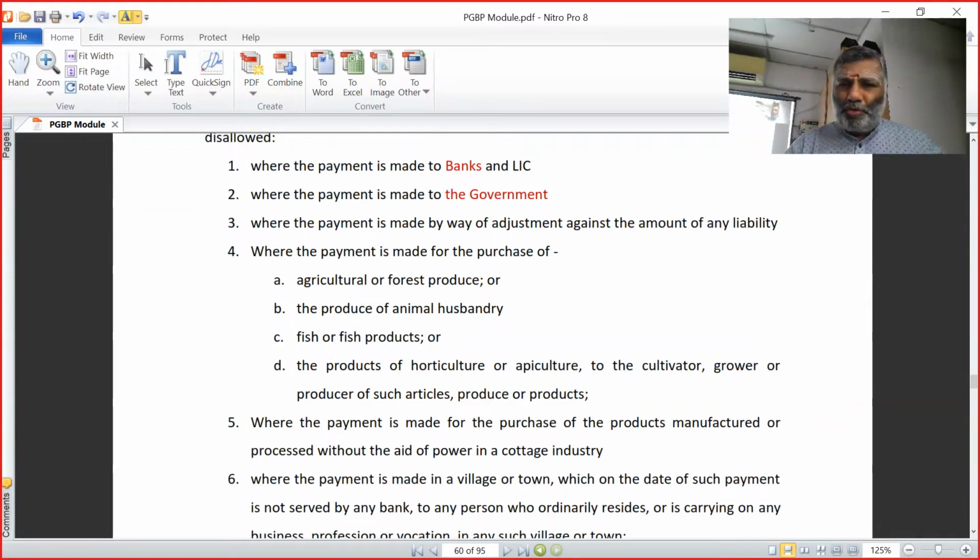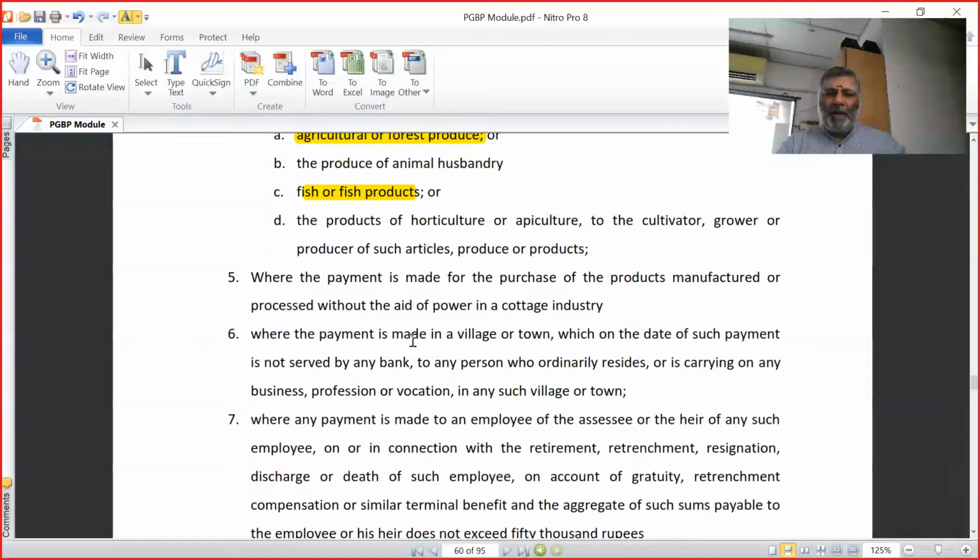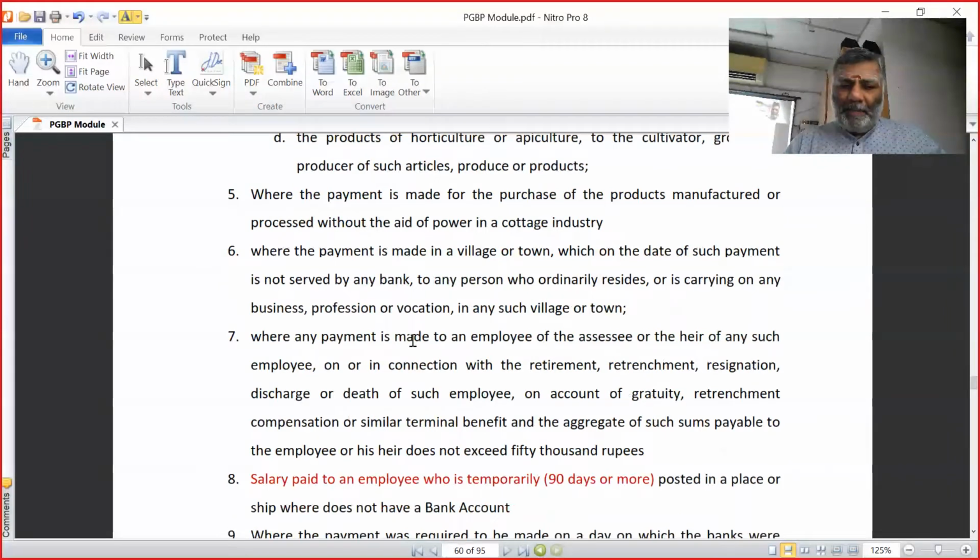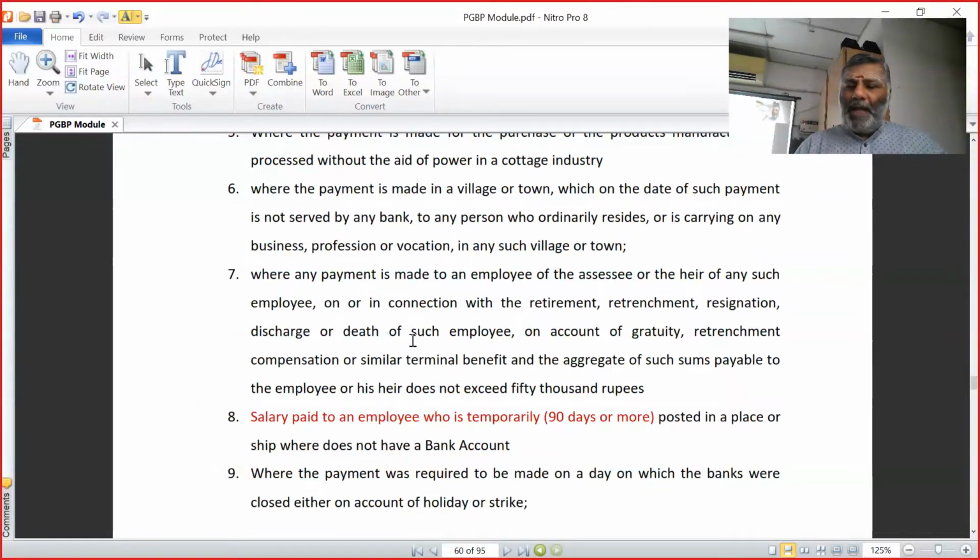So what you have to remember is bank, life insurance, government, payment for agriculture or forest product, payment to fisherman and fish related products. The other questionable thing is this one. Salary paid to an employee who is temporarily posted outside the base location.